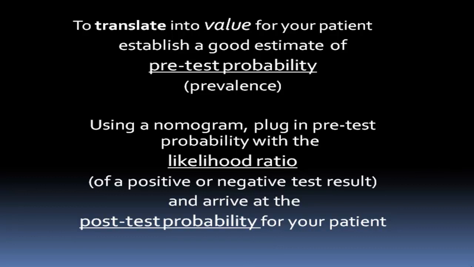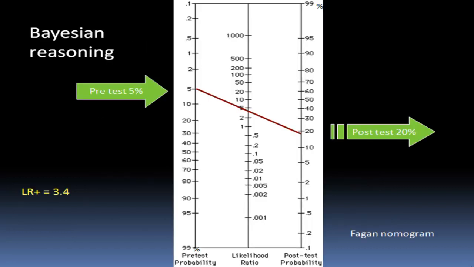So here's how this is all put together. By estimating the pre-test probability or prevalence and using a nomogram with a likelihood ratio, a post-test probability can be estimated for your patient. Here's an example of a nomogram. Note that by starting with the pre-test probability and drawing a line through the likelihood ratio, you end up on a point in the post-probability ladder.